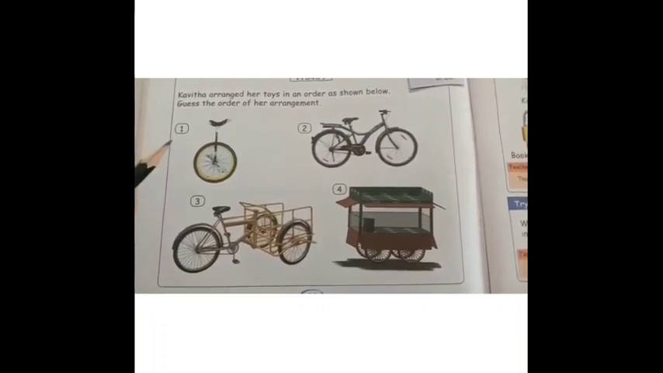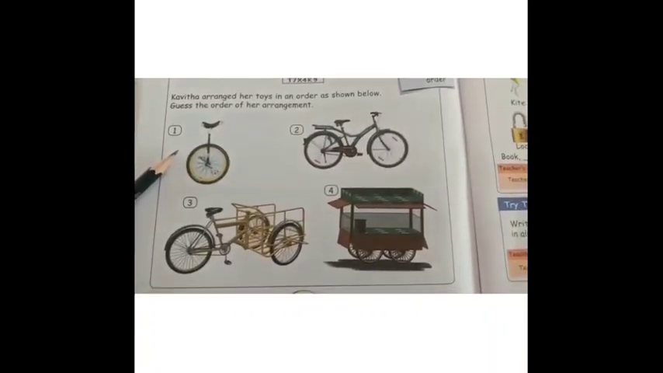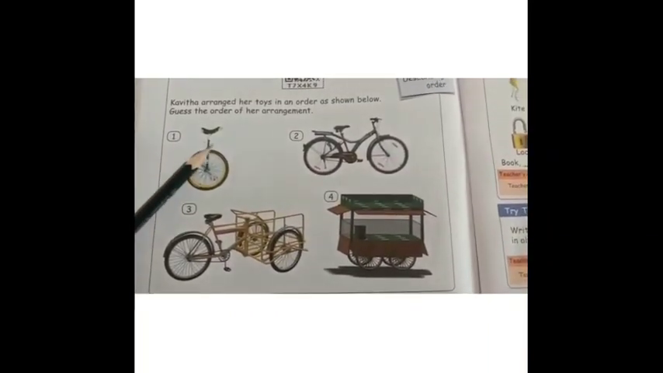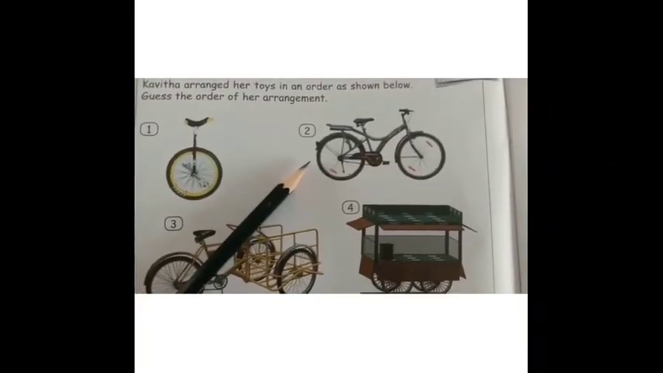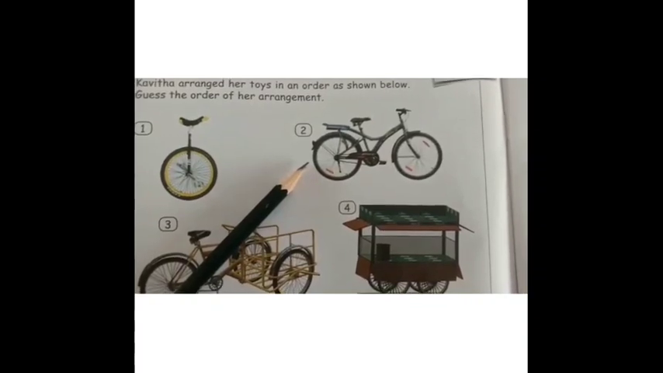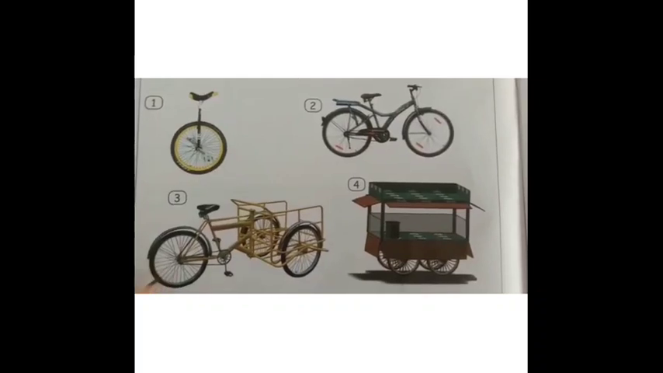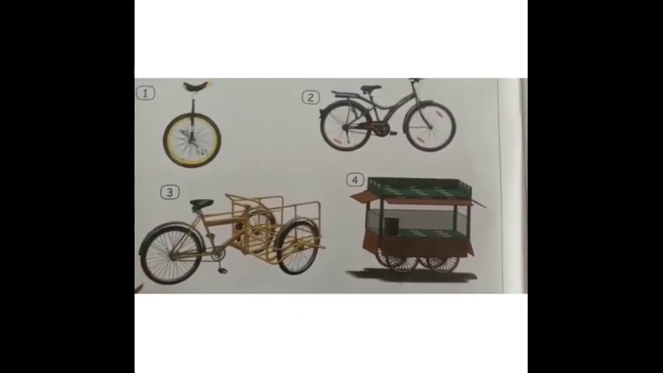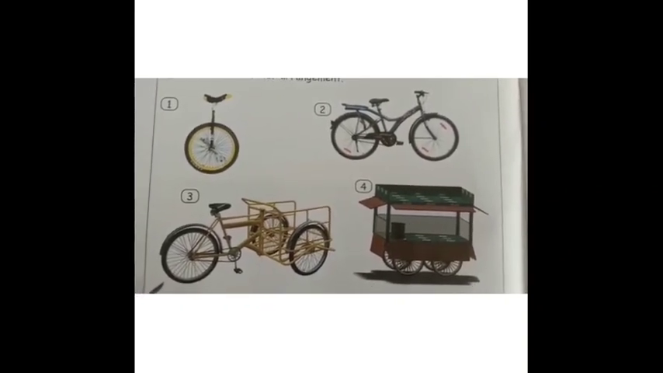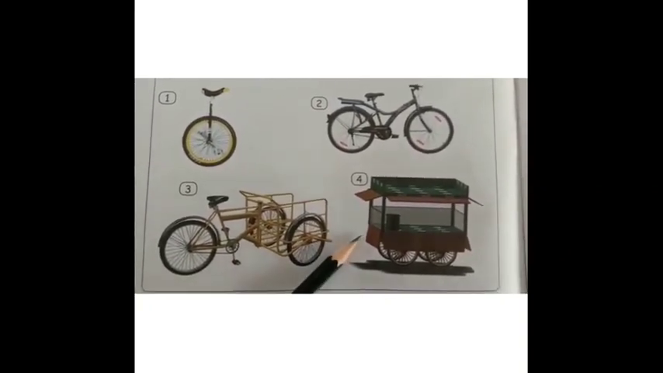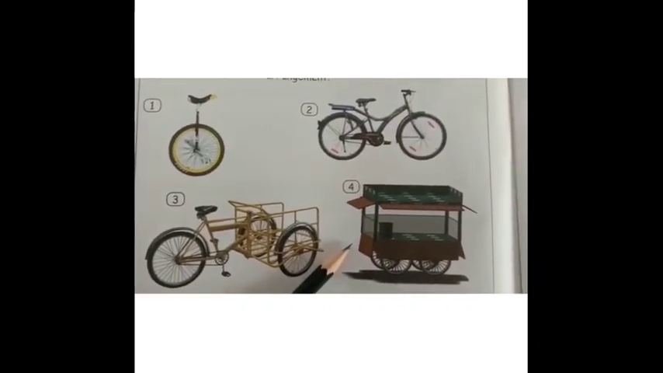Look at the first one. This is a unicycle. It has a single wheel. Next, this is a bicycle. It has 2 wheels. Next, this is a tricycle. It has 3 wheels. Next, look at this cart. This cart has 4 wheels.